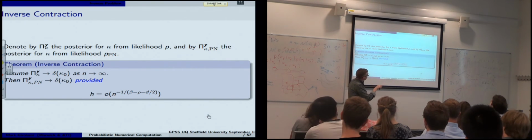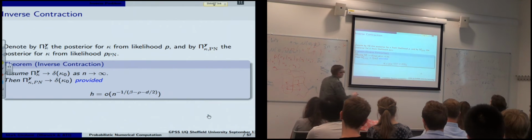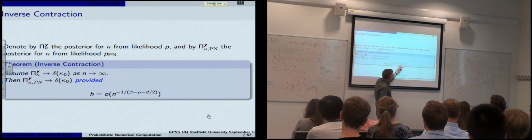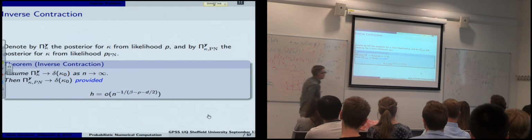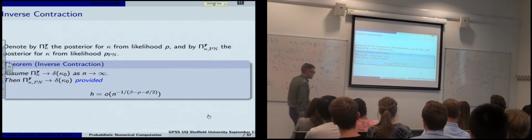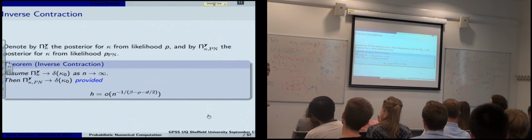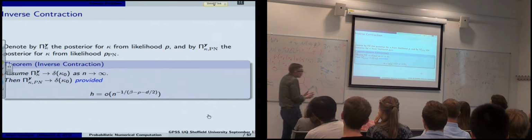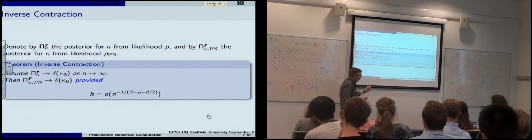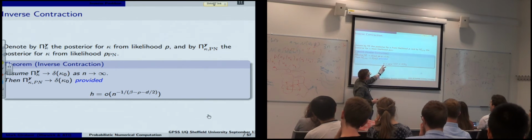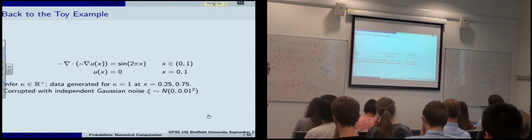1 over n to the... so again, beta is the smoothness of the prior, rho is the order of the PDE, d is the dimensionality of the space, and n is the number of data points y. So this also gives us some indication that if we do want consistent contraction, then we should be meshing up at this rate.